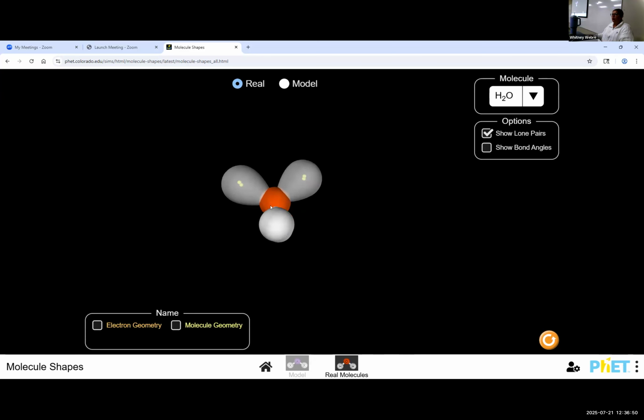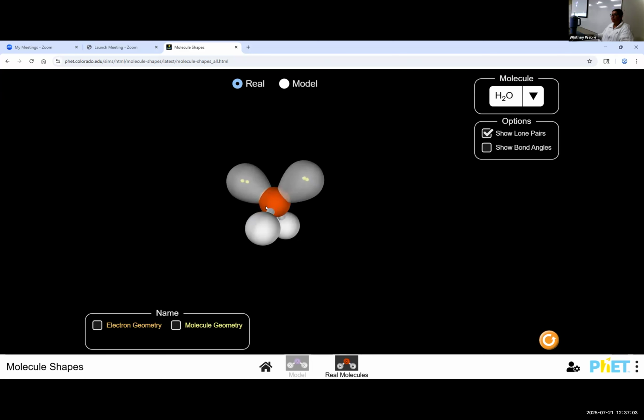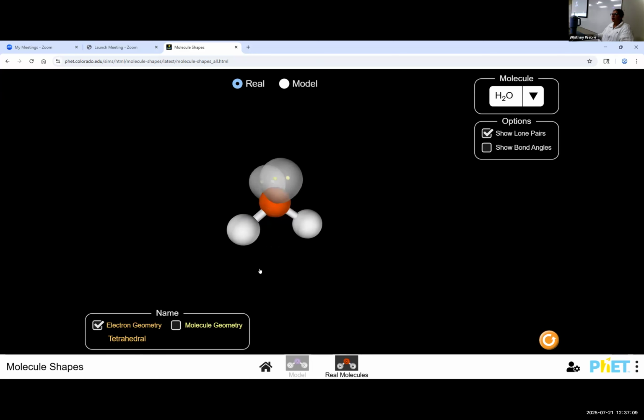So the electron geometry is how many attachments are there. If I was to show you water, how many things are attached to it? 4. So the electron geometry is tetrahedral, but the molecular geometry is different because we don't really think about these lone pairs. Pretend these lone pairs are invisible. What shape do you see here?